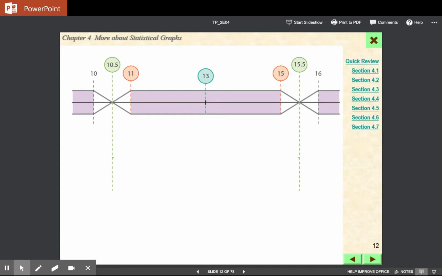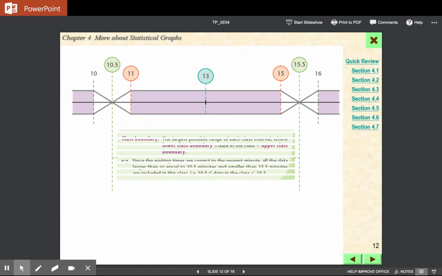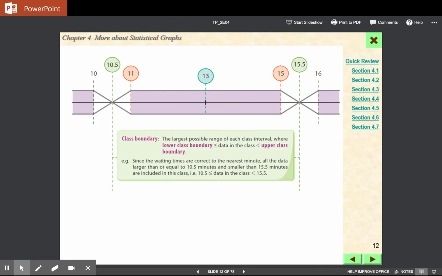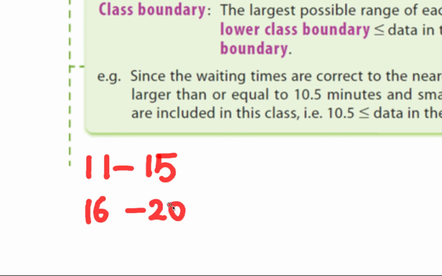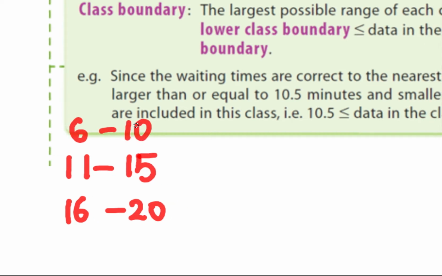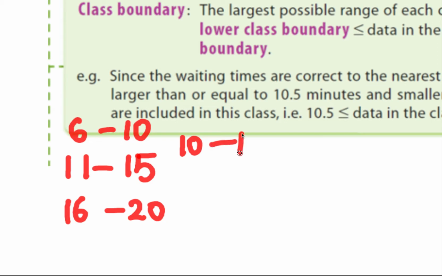Other than class limit, you should also recognize the meaning of class boundary. So what is the meaning of class boundary? When you look at the class intervals, like 11 to 15, the next one will be 16 to 20, and you will also get another one which will be 6 to 10. So how about 10 to 11, and also 15 to 16?